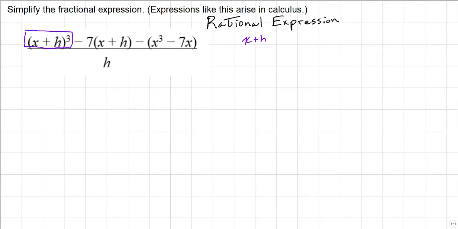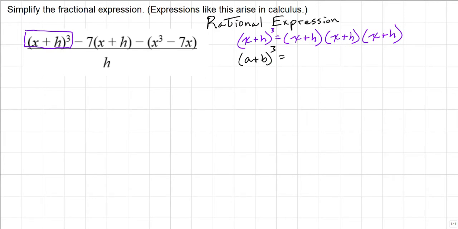Remembering that x plus h quantity cubed is the same thing as saying x plus h times x plus h times x plus h. And then I can go ahead and apply the FOIL method to the first two factors and then multiply using the distributive property that third factor across the resultant product between the first two factors. Instead, what I'm going to do is use the binomial theorem and understand that the following formula, a plus b quantity cubed, is actually going to allow me to easily multiply this out. And a plus b quantity cubed is simply equal to a cubed plus 3a squared b plus 3ab squared plus b cubed. And so in this instance, x will replace a and h will replace b.